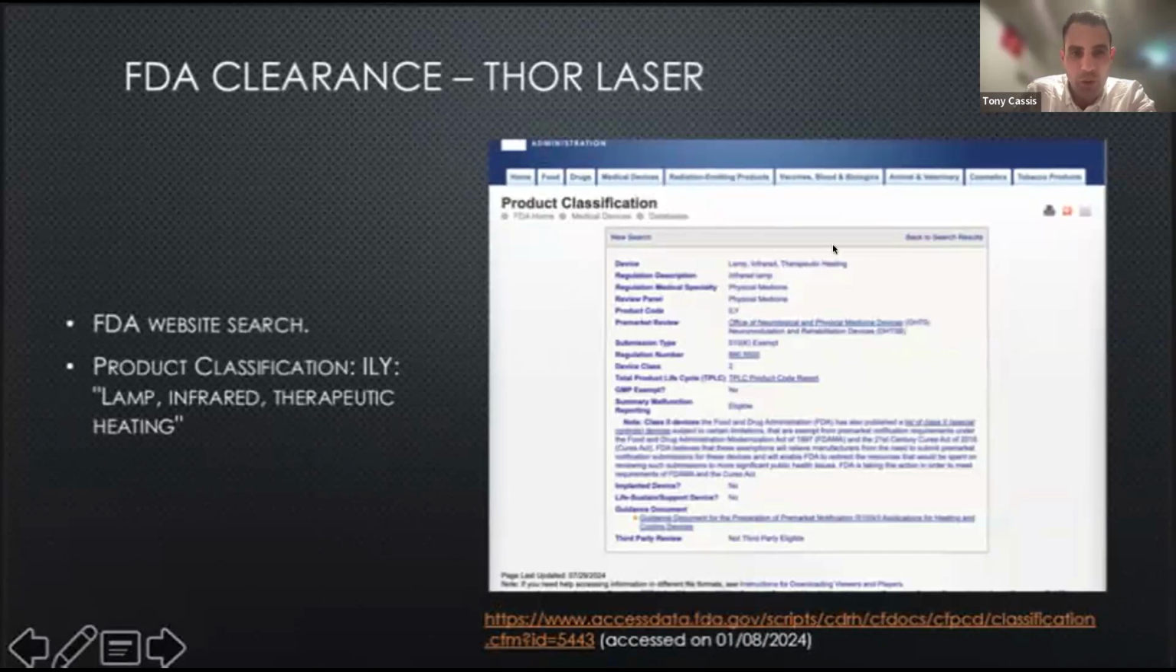So the whole point is that for some lasers on the market, their FDA approval for what they do to the body is as a heating element, versus a photochemical effect, which is what I mentioned earlier, which is what some of the other lower power lasers like the Erchonia do. I hope that makes sense.